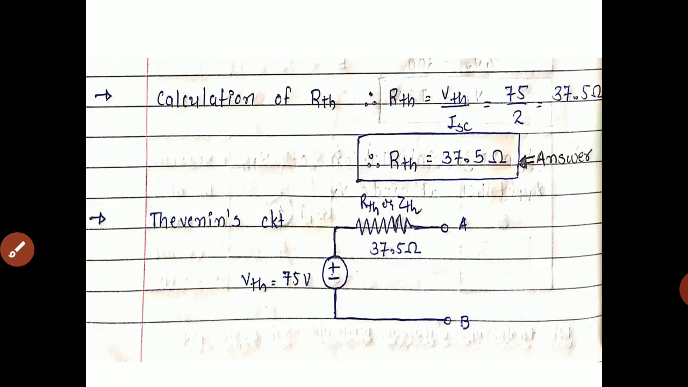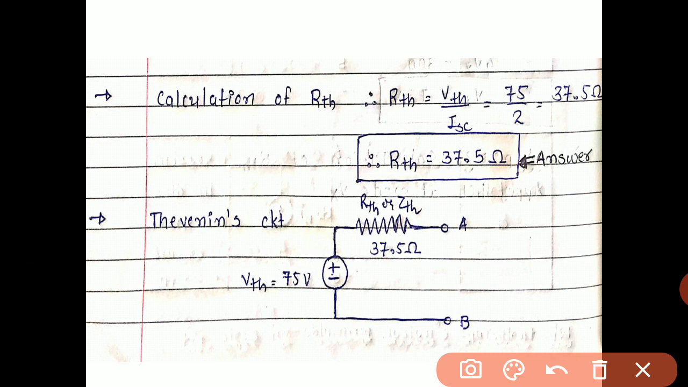So we have the value of VTH, we have the value of ISC. So we can easily calculate the RTH, or we can say the ZTH. So VTH upon ISC, VTH is 75 volt, ISC is 2 ampere. So we get the value of 37.5 ohm. So RTH we will get 37.5 ohm.